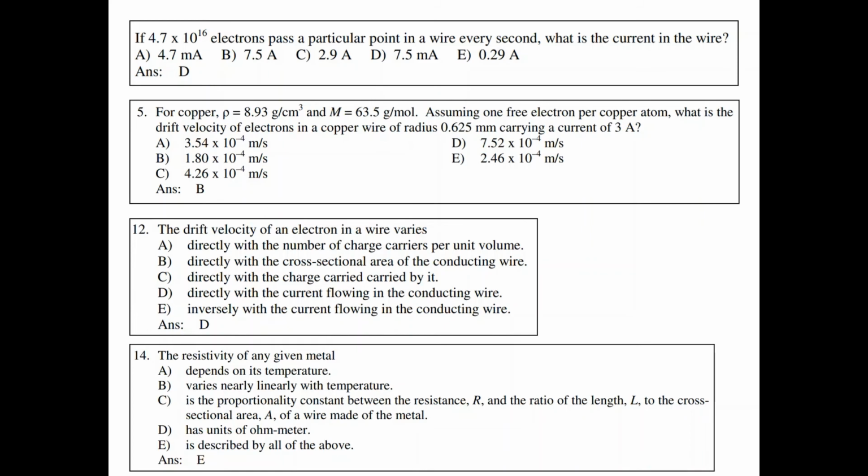For these questions, you've already got the answers. So the answer to the first box is D, the answer to the second box is B, the answer to the third box is D, and the answer to the fourth box is E. Now your task is to explain why the answers are given in the box.